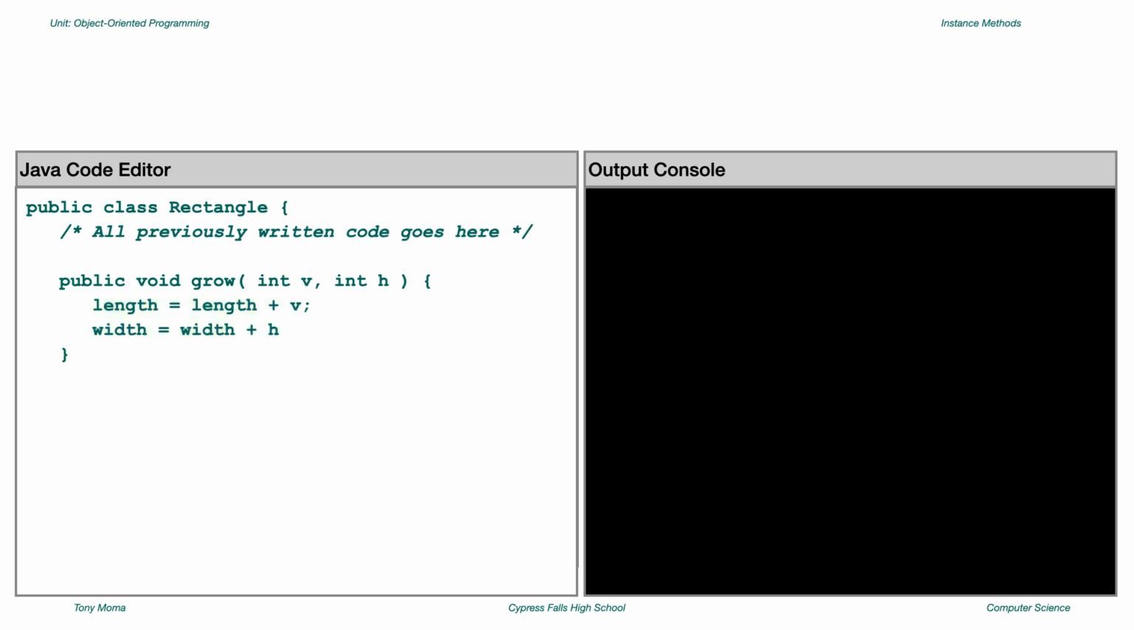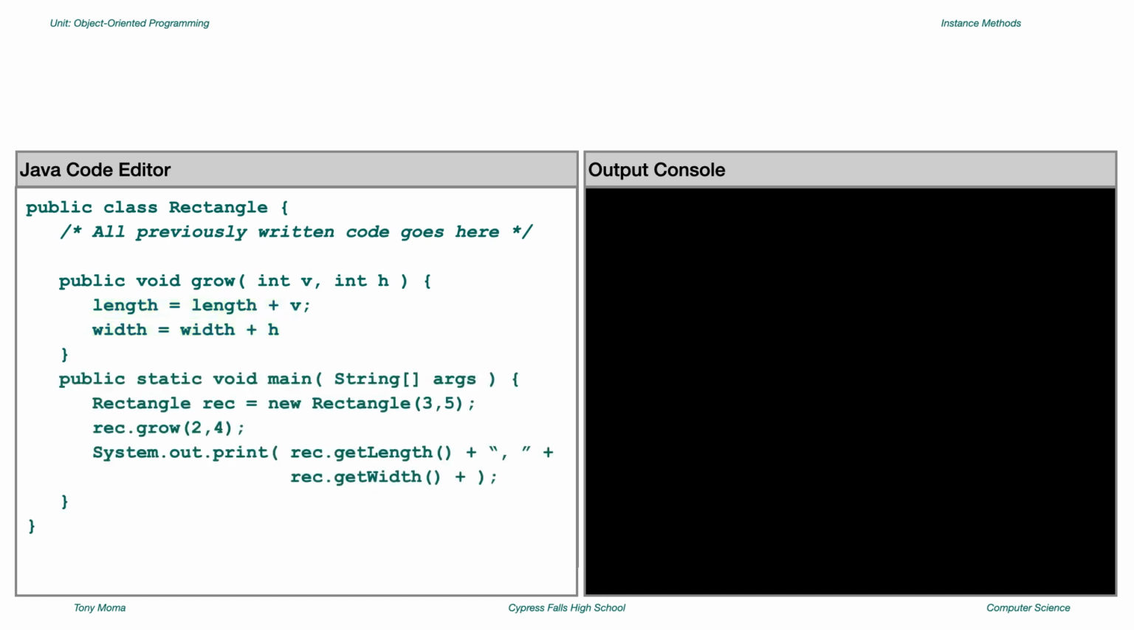And now that the method is complete, we can now invoke it inside our main method. Suppose I create a rectangle with a length of 3 and a width of 5. Then in the next line, I invoke the grow method. I say grow the length by amount 2 and grow the width by amount 4. Then when I print out the length and the width in the following lines, I get 5 and 9 as my output, since 3 plus 2 is 5 and 5 plus 4 is 9.